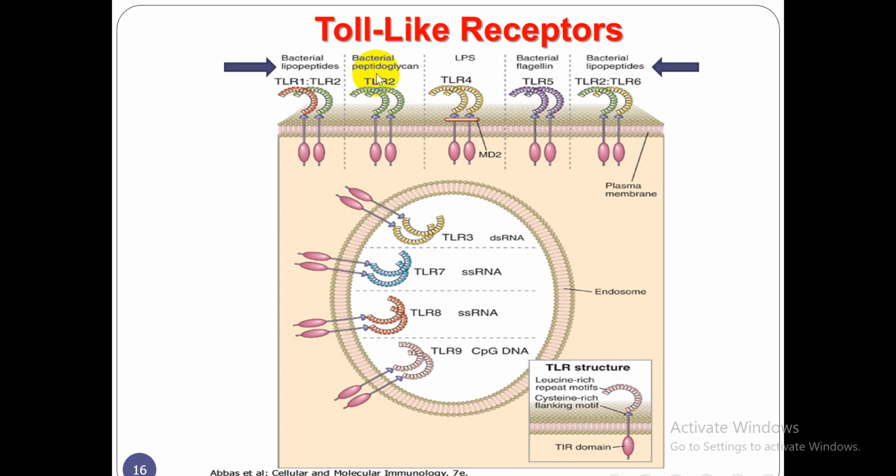For other toll-like receptors, you see that toll-like receptor 3, 7, 8, and 9 could recognize the nucleic acids of the bacteria or viruses. Toll-like receptor 3 could bind double-stranded RNA, but toll-like receptor 7 and 8 could recognize single-stranded RNA, and toll-like receptor 9 could recognize CpG motif DNAs.